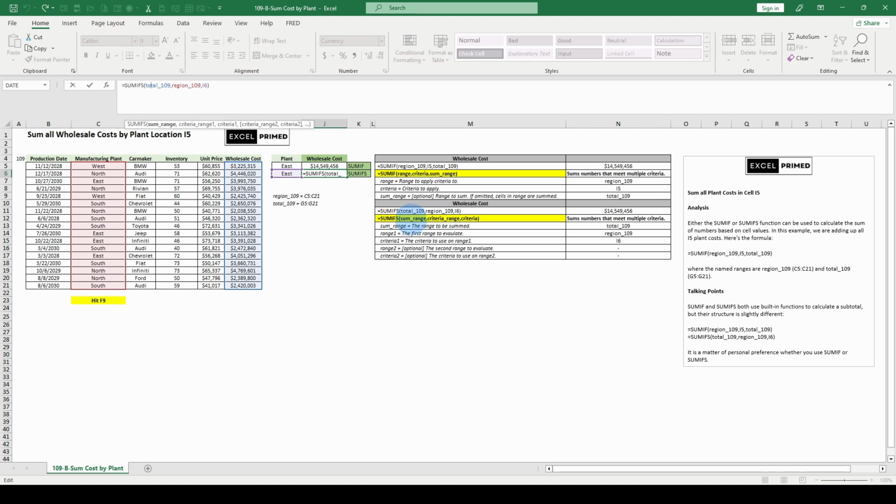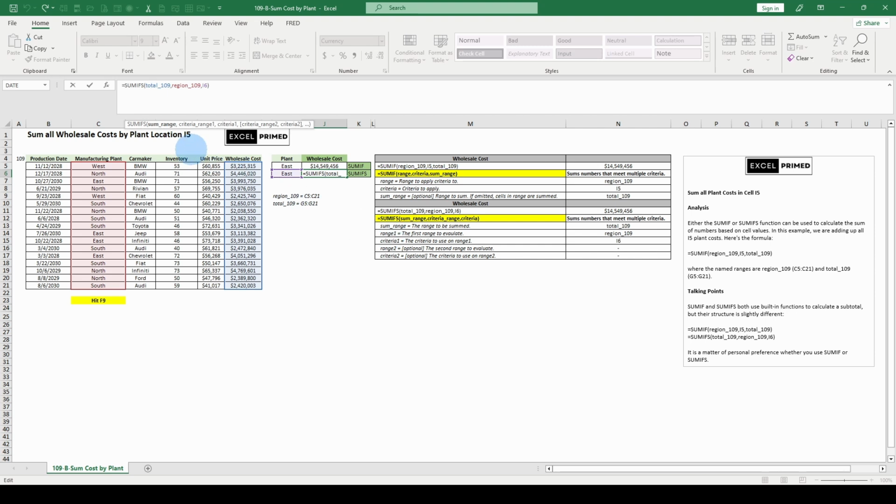Here, SUMIFS: sum range, criteria range, and criteria. I didn't write out criteria range here. I should have, but that's it.